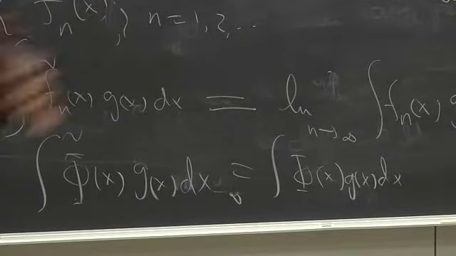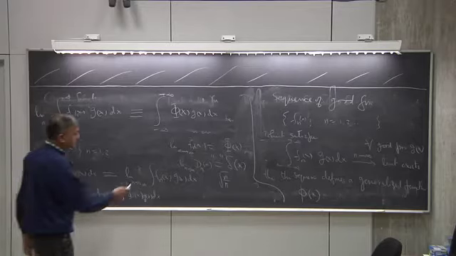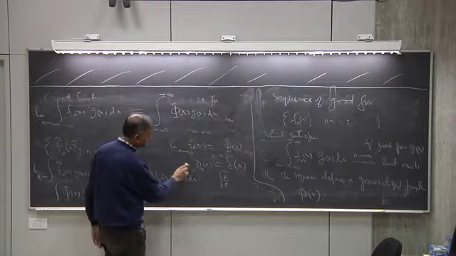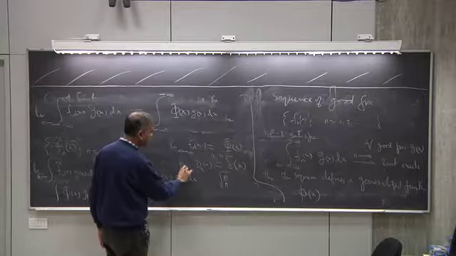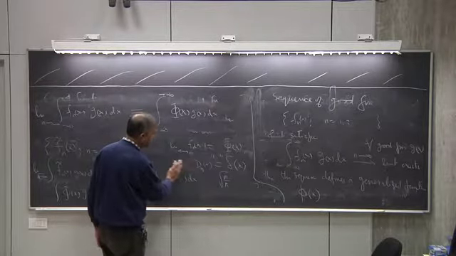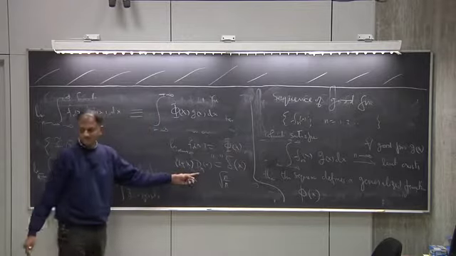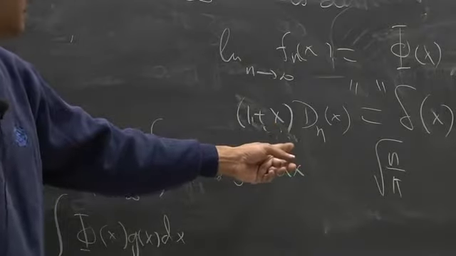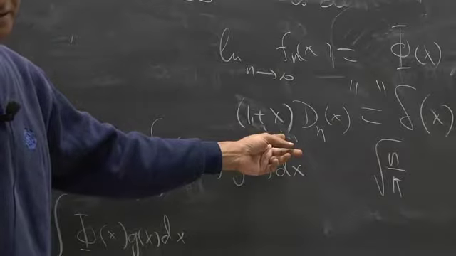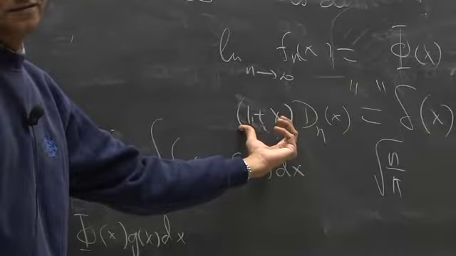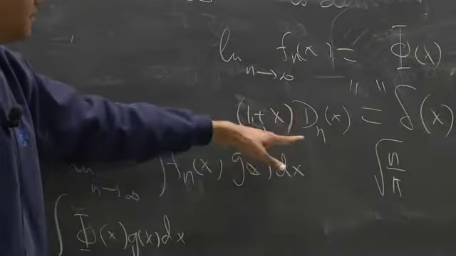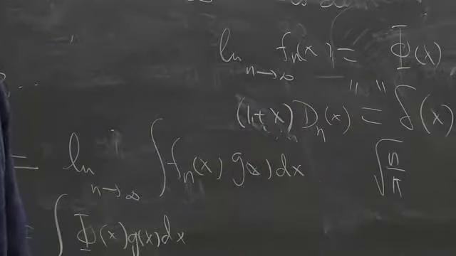So there can be many different sequences which define the same generalized function. As an example, one can show, and we will discuss later, that if instead of d_n(x) you multiply this by any polynomial p_n(x), let's say just 1 plus x, that again defines the same Dirac delta function. The only property this function should have is that its value at x equal to 0 is 1. Then the sequence will also define the same delta function.